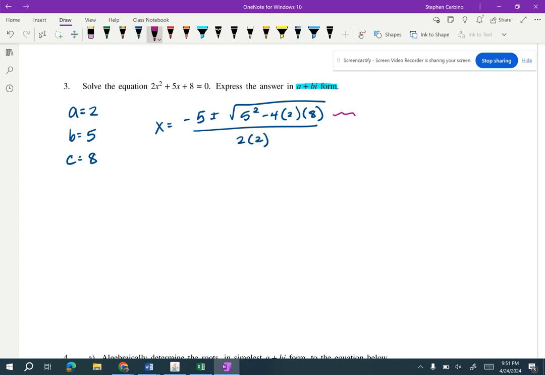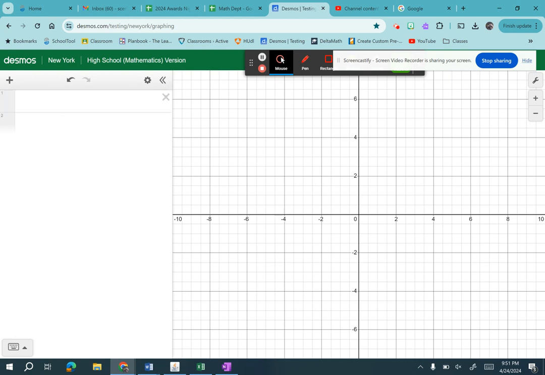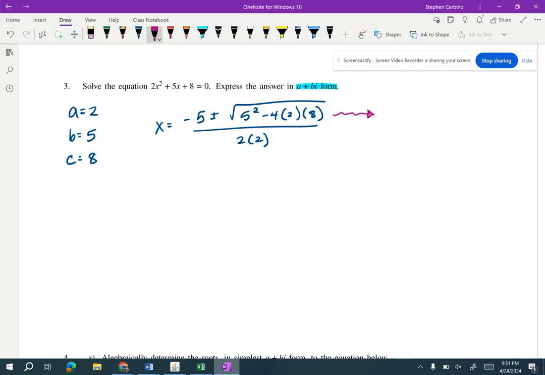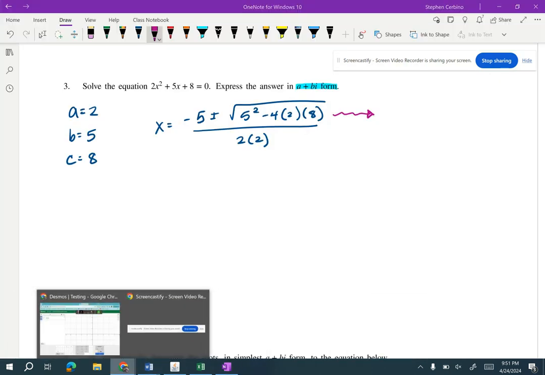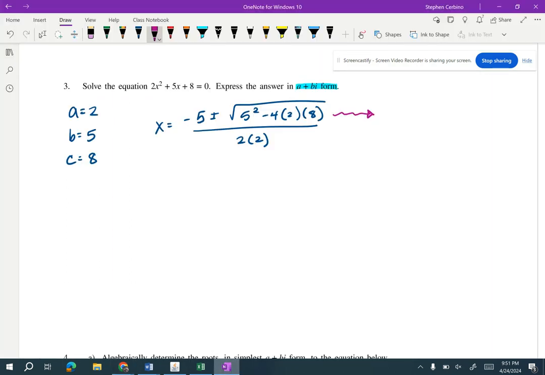Again, let's figure out this discriminant number so we can see and prove that it is going to be an imaginary solution. So if we go to our good friend Desmos again, we have 5 squared minus 4 times 2 times, what was it, 8. And we get negative 39. So because that's negative, that's telling us we don't have x-intercepts, we have non-real solutions, and we can move forward and try to put this in the right form.